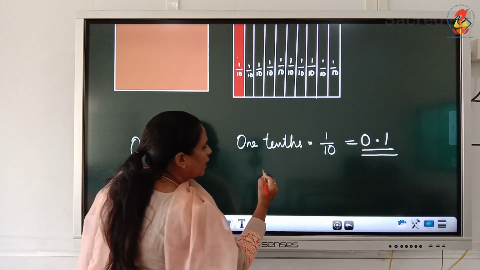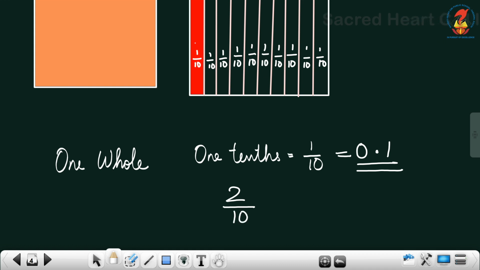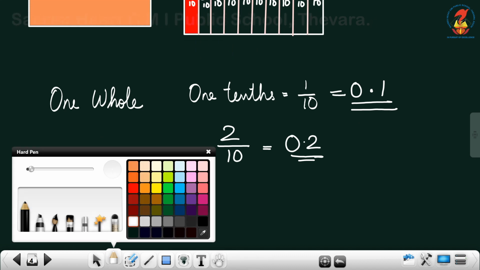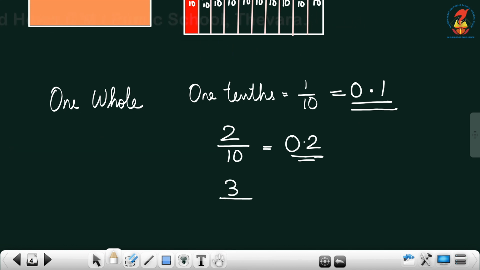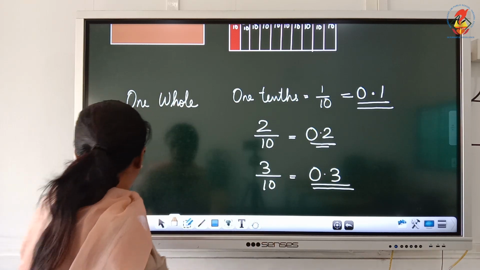Now if you are writing 2 by 10, if 2 portions are shaded from 10 equal parts, you write 0.2. The same way, if 3 parts are shaded from 10 equal parts, you write 0.3. This is how you write it as a decimal number. As the number goes on, you just have to change it.